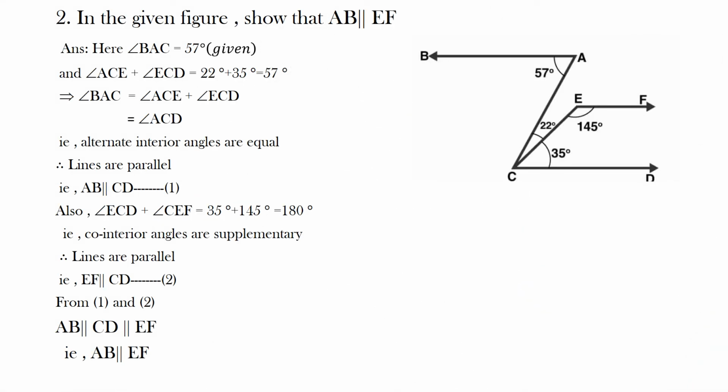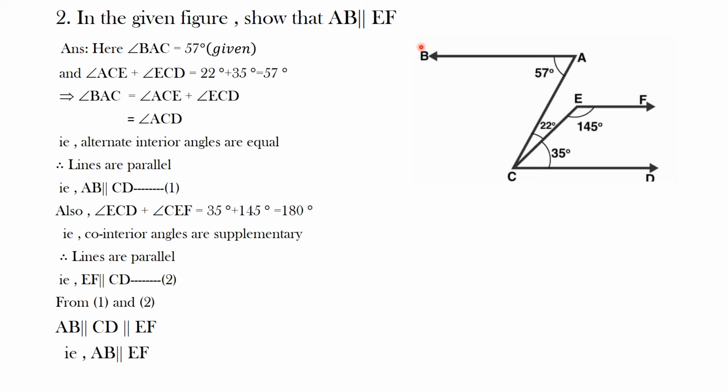Question number 2. In the given figure, show that AB is parallel to EF. We want to prove AB and EF are parallel to each other. You are given angle BAC is equal to 57 degree, ACE is equal to 22 degree, ECD equal to 35 degree, CEF is equal to 145 degree.